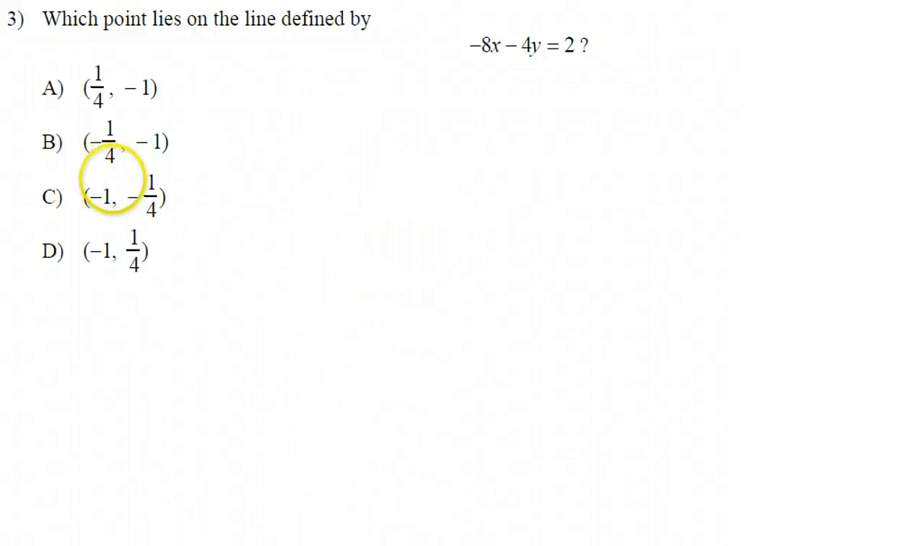Right? For number 3, it says, which point lies on the line defined by negative 8x minus 4y equals 2? So first, if you remember, every point on a line or point on a graph is the same thing or equivalent to saying which is a solution. Right? So now that we remember that points on lines are all solutions, all we have to do is start substituting our x's and our y's to make sure that we can find which one is an actual solution. So we can just start off with A, sub it in, and then see if it equals 2.